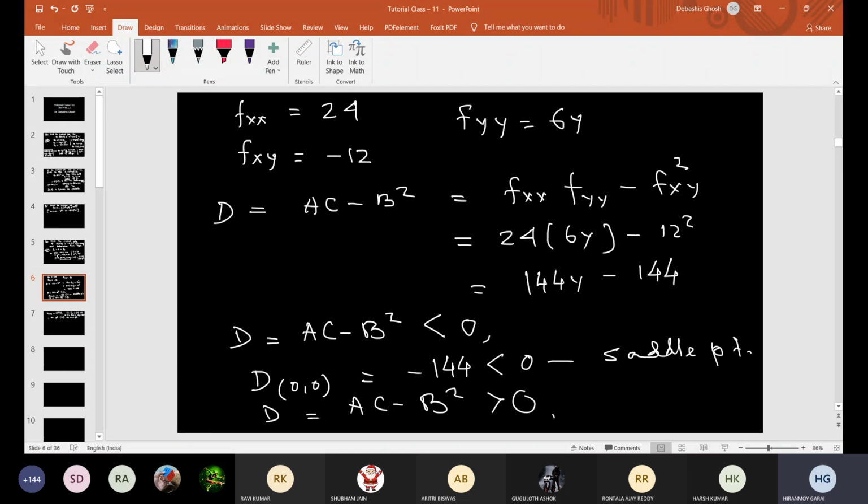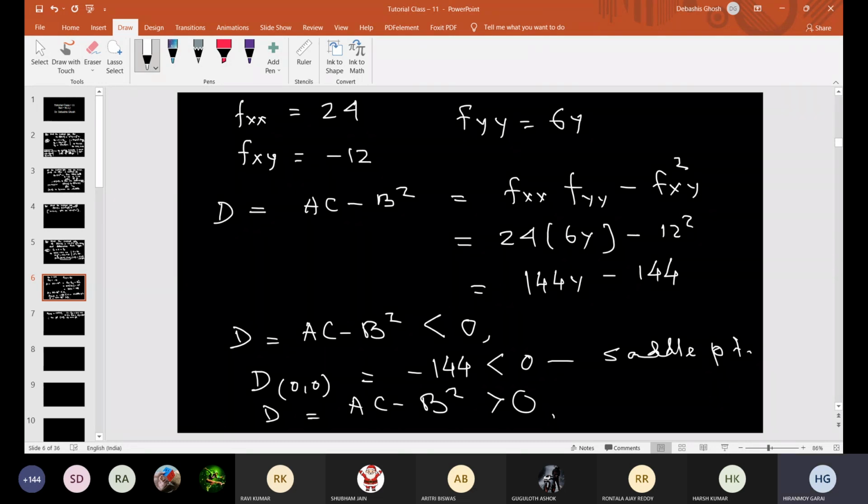Then we have to consider the criteria. What will happen, you are saying? Do you mean that if A equals 0, then it must come to be the saddle point? Yes, because if A equals 0, then we are getting D equals minus B square every time. B square is positive, so minus B square must always be negative. So that must be a saddle point.